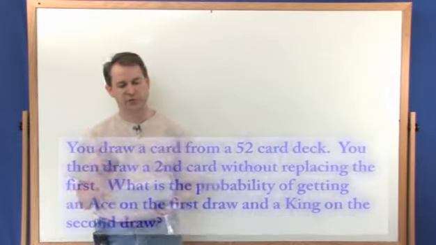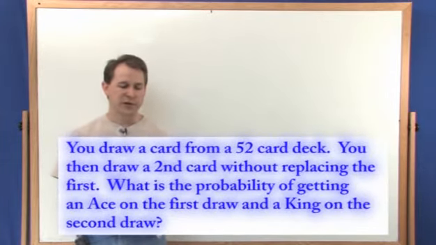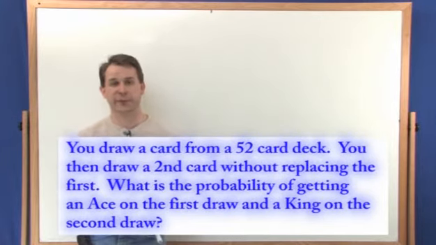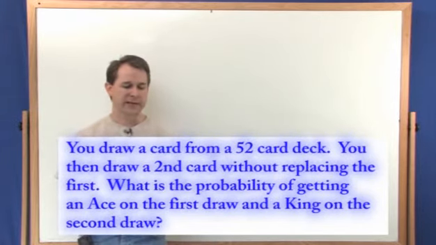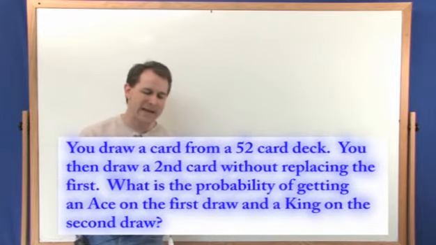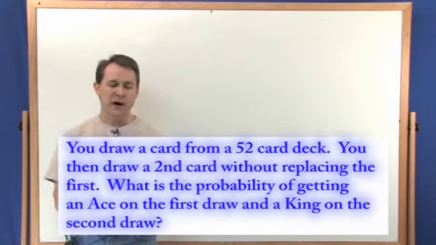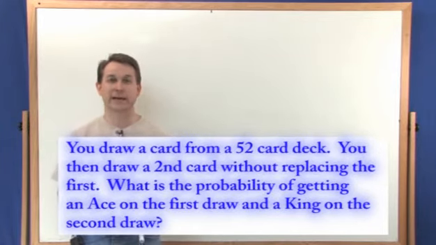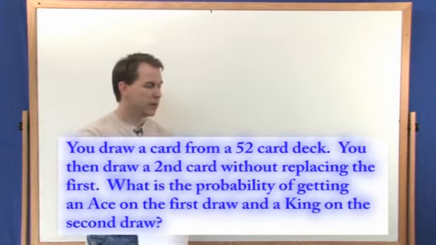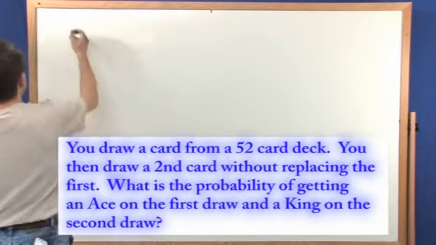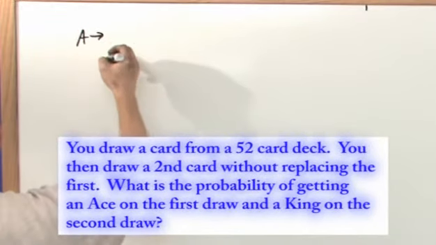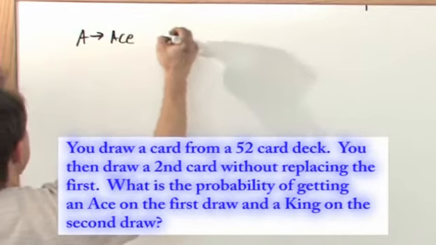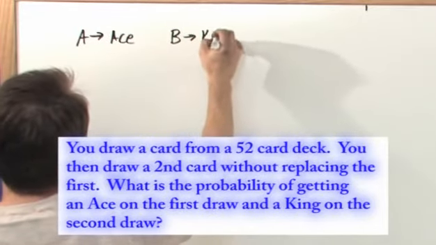Okay, the next problem says you draw a card from a 52 card deck. You then draw a second card without replacing the first one that you drew. Okay, what is the probability of getting an ace on the first draw and then a king on the second draw? And right away you should be able to see that these are dependent events because event A is pulling the ace, but I do not replace that card in the deck. So event B, which is drawing the king, is influenced by A occurring. Okay, so the first thing we do is we write our events. Event A we're going to say is drawing the ace, and event B is drawing the king.